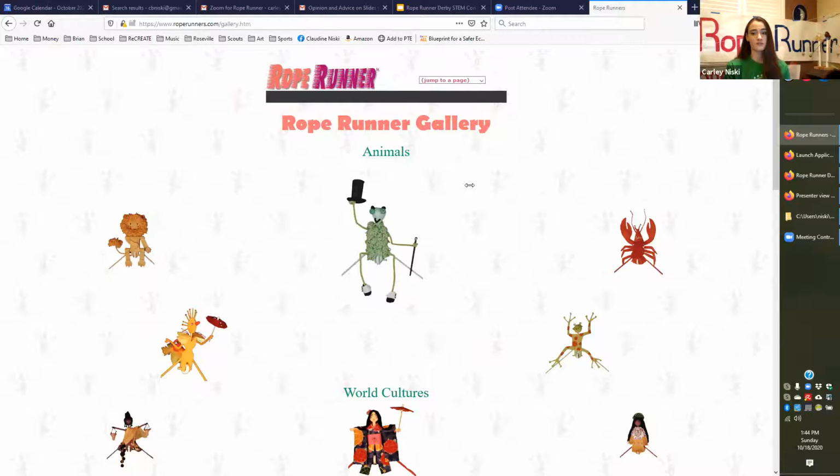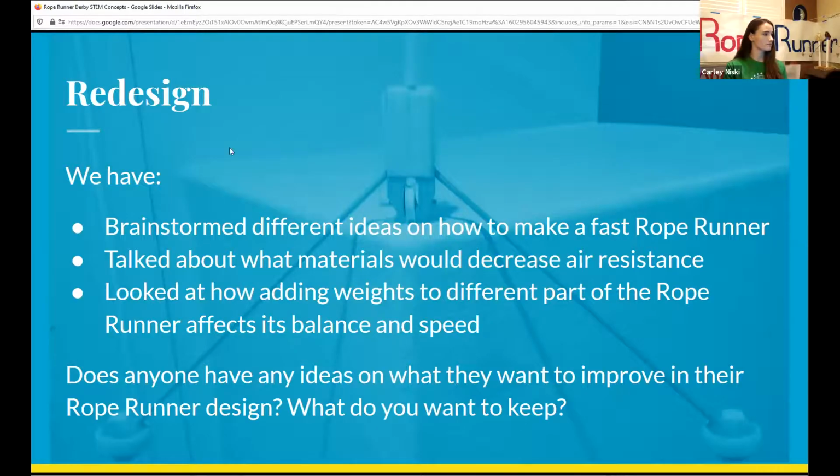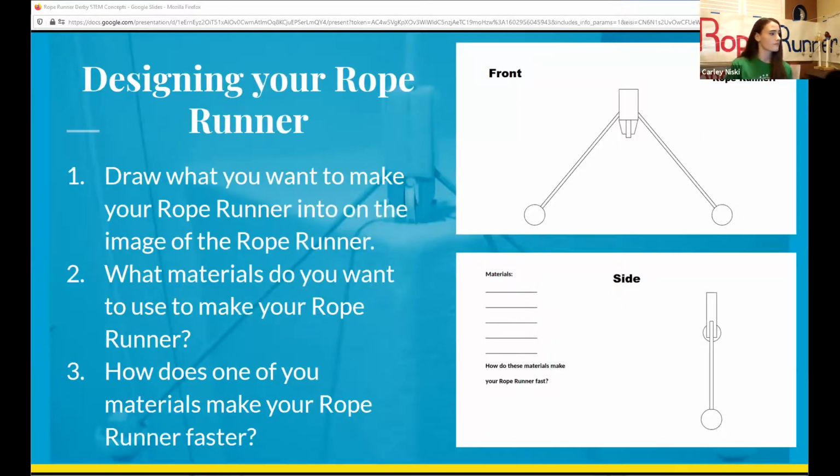Okay, we're back, and everybody's created at least or started their design. So we're going to collaborate on that. Okay, so does anybody want to share what materials they're going to use to make the rope runner?